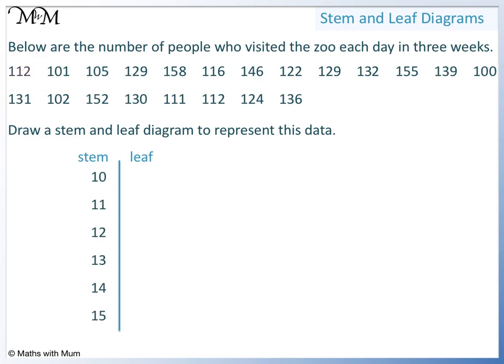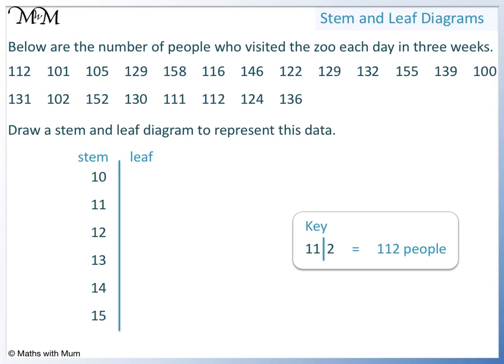To represent 112 on the diagram, we would write 11 line 2, which equals 112 people. So on our stem and leaf diagram, we write the 2 next to the 11. It is important that we write a key to show what the numbers in the stem and leaf diagram represent. It doesn't matter which numbers you use in the key.